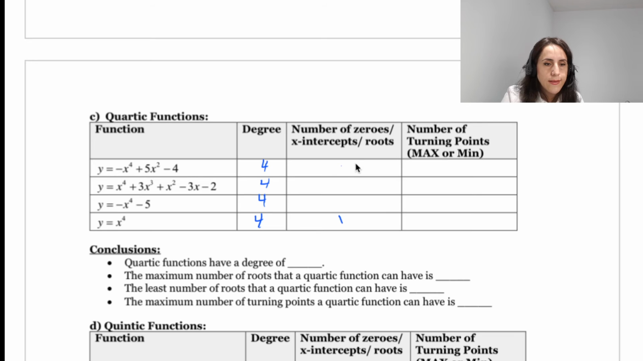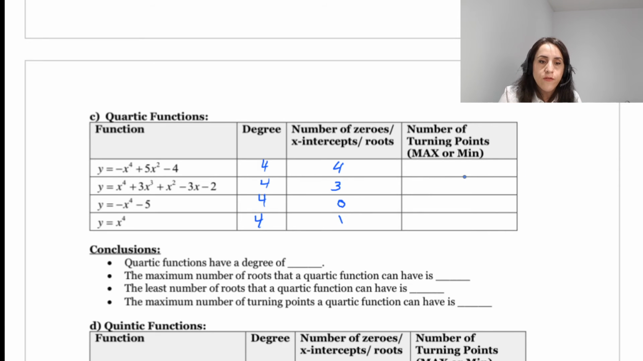Okay, I got these answers. Here, for the first one, the number of zeros, I got 4 zeros. For the next one, x to the power of, I got just 3 zeros. For the next one, I got 0 zeros. And for the last one, I got just 1 zero.